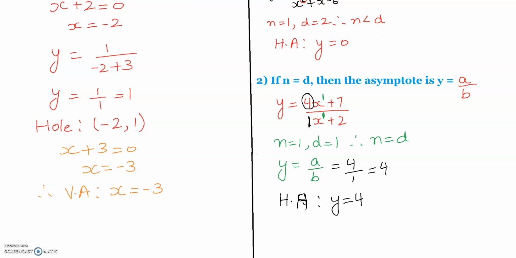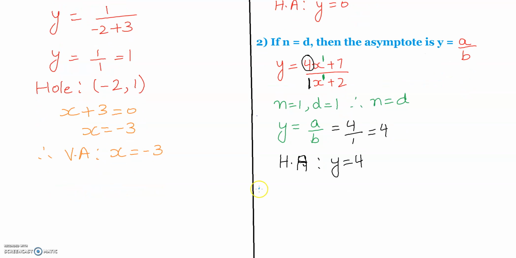Now we're going to look at the third scenario. If n is greater than d, then there is no horizontal asymptote.